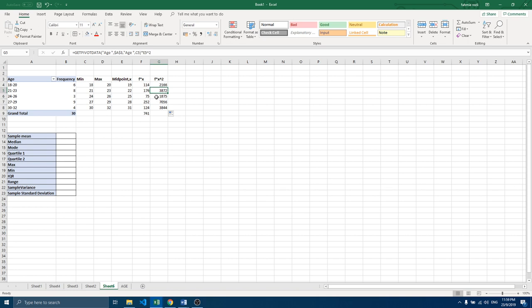3872, correct. 1875, correct. And find the summation. Highlight all until one more blank cell here. Click auto sum, and then you will get the total.